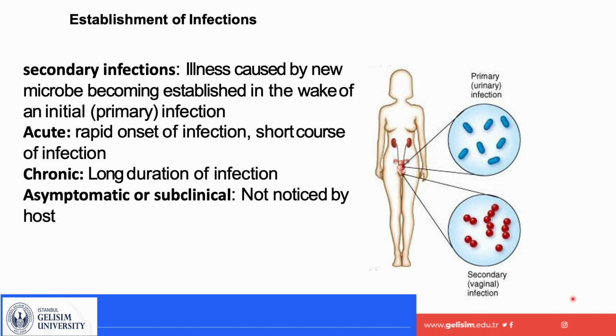Acute infection, on the other hand, is when there's a rapid onset and a short duration of that infection, of that pathogen. Chronic infection is when you have a long duration of that pathogen. And again, a lot of times it's asymptomatic, or it may even be a subclinical period. Asymptomatic or subclinical infections occur when the person is infected with the pathogen, but they don't show any noticeable symptoms. Okay, symptoms are absent.